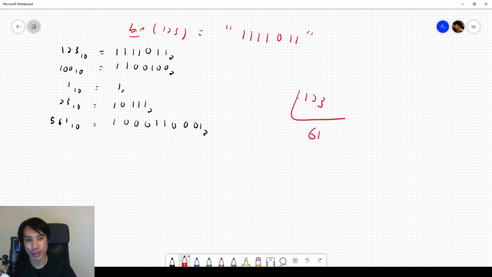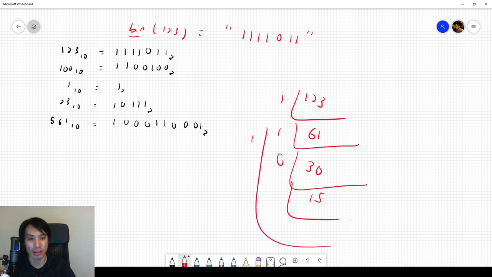Divide by 2 will be 61 with a balance of 1. Then divide by 2 will be 30 with a balance of 1, 15, 0, right? Then you go all the way up.